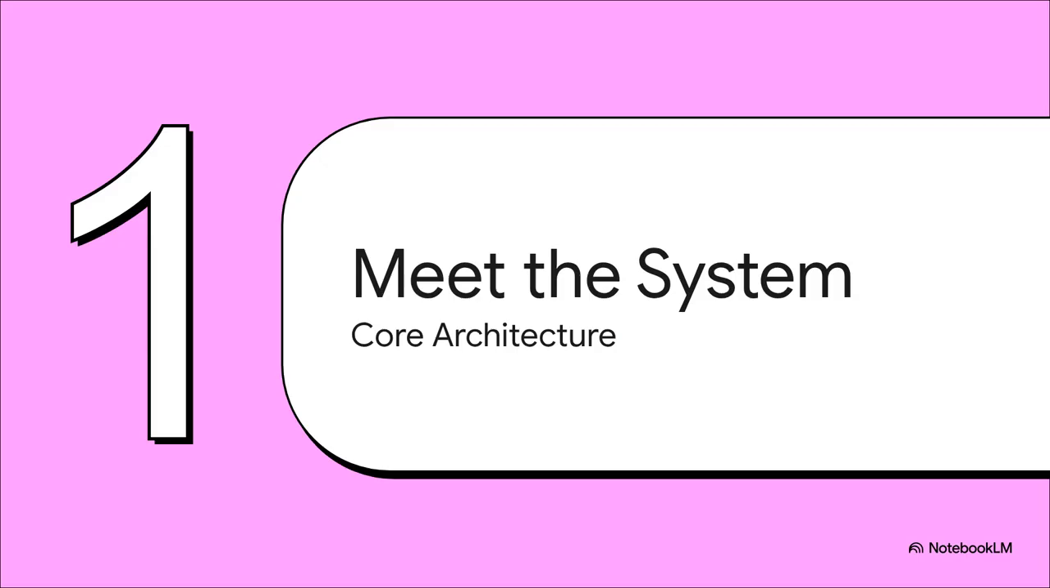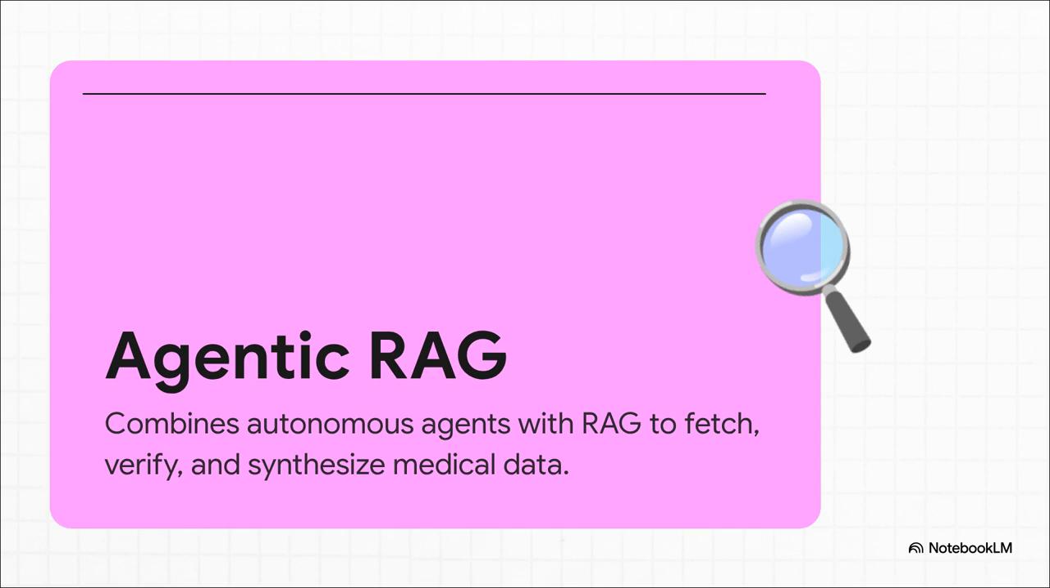Let's meet the system. Now, what really separates this from your everyday run-of-the-mill chatbot is this concept of agentic RAG. As you probably know, RAG stands for Retrieval Augmented Generation. Instead of relying on an AI's potentially spotty built-in memory, RAG forces the AI to actively fetch and fact-check data from external authoritative sources. But it's the agentic part that makes this a real game-changer.